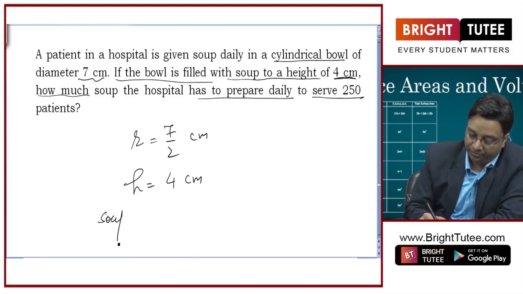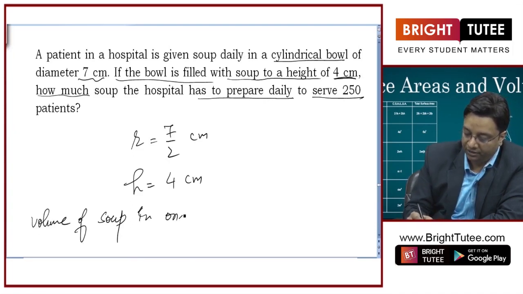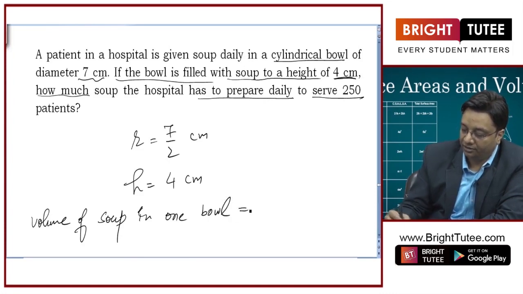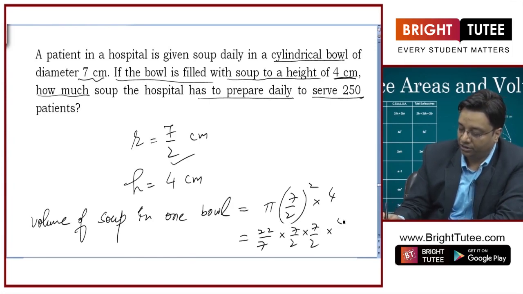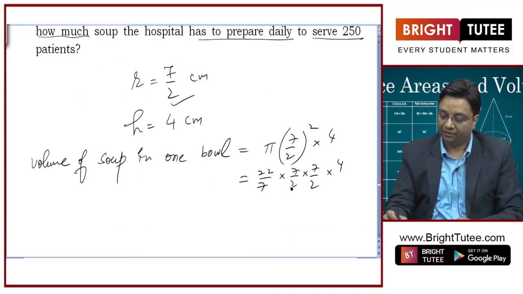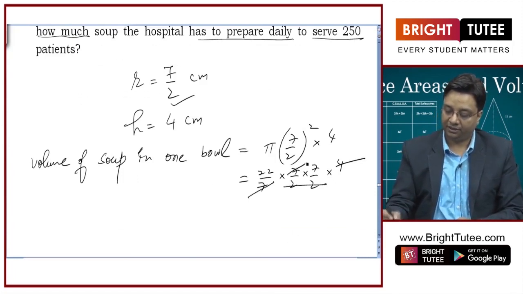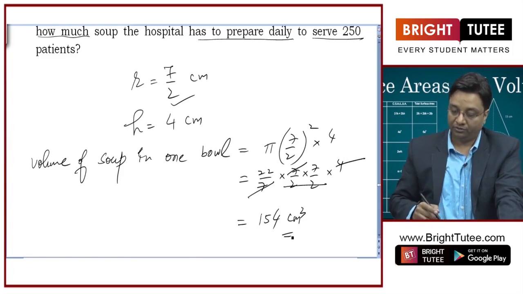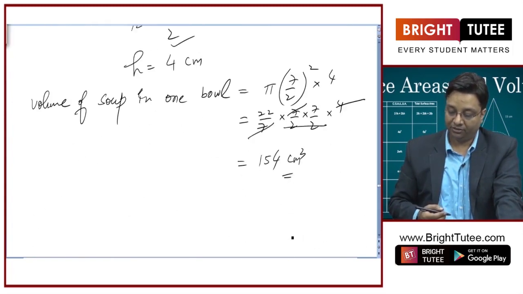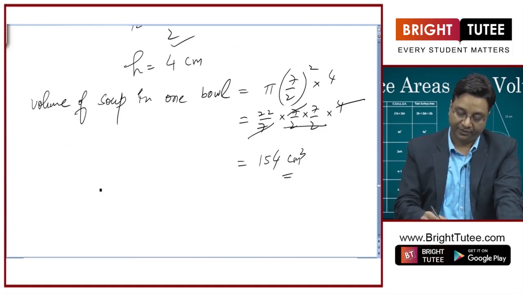So volume of soup in one bowl is equal to pi radius square, that is 7 by 2 square, into height. So 22 by 7 into 7 by 2 into 7 by 2 into 4. Now we can see this 4 is cancelled here, 7 is cancelled. So this will give you 154 centimeter cube, the volume of soup in one bowl. So how much they have to prepare daily? So we will multiply it with 250.